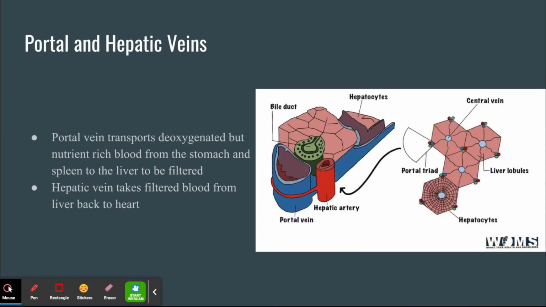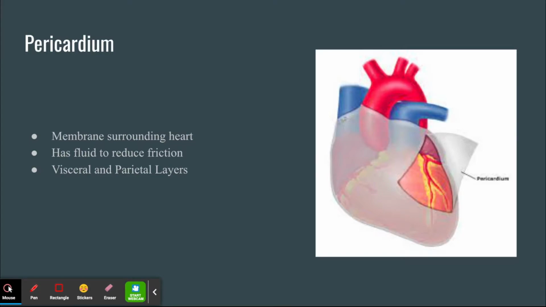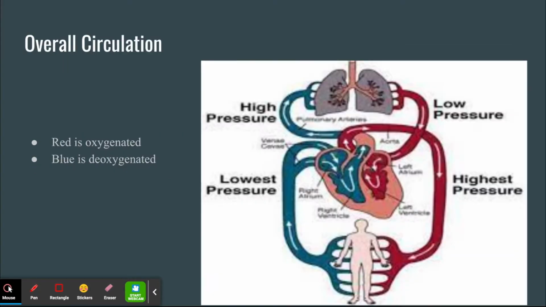The portal vein transports deoxygenated but nutrient-rich blood from the stomach and spleen to the liver to be filtered, and then the hepatic vein takes filtered blood from the liver back to the heart. All blood arriving to the heart goes into the caudal or cranial vena cava, where it dumps it into the right atrium. The pericardium is a membrane surrounding the heart that has fluid to reduce friction. It has the visceral and parietal layers.